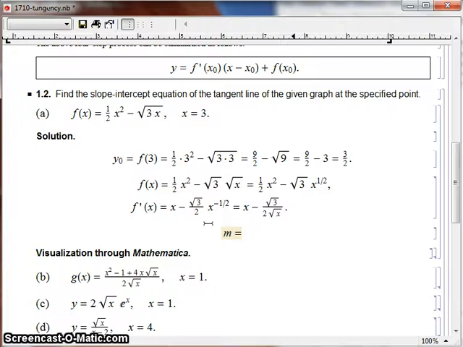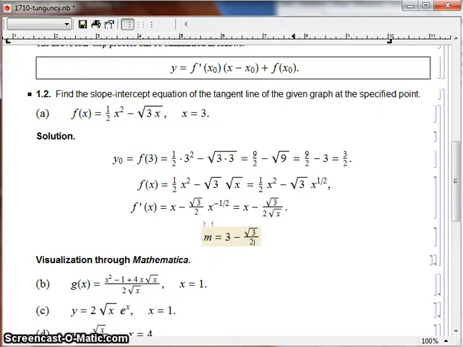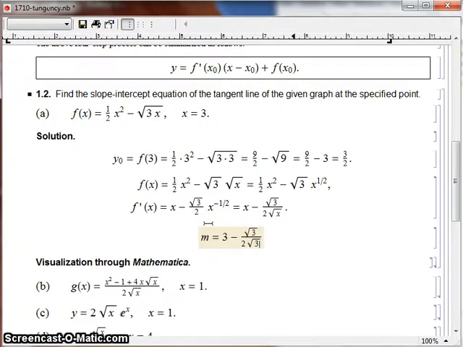Now that we found out the derivative, let's find out the slope. Let's plug in x equals 3, so 3 minus square root of 3 over 2 square root of 3. So immediately we get simplification: 3 minus 1/2. What do we have? We have 5/2. Okay, there goes step 3.